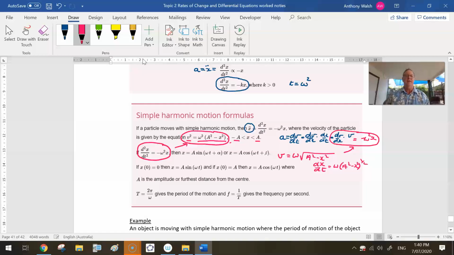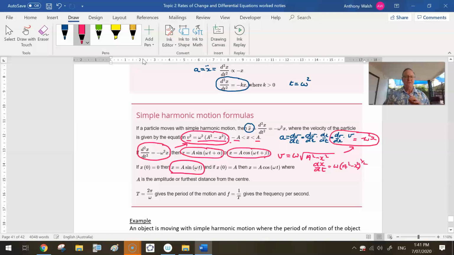Now when you do that, you get this relationship. x is equal to a, the displacement, by sine omega t. You get x is equal to a sine omega t plus alpha. Or if you had it as a cos function, displacement x would be equal to a, the amplitude, by cos omega t plus beta. t is time, and alpha and beta are just constants of integration. Okay? Values for c, in other words.